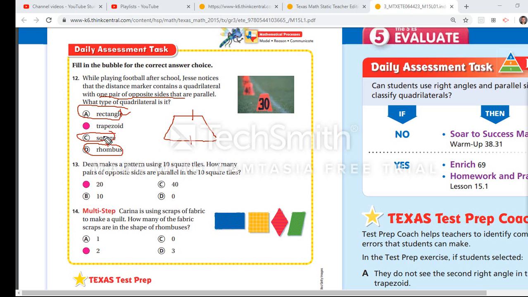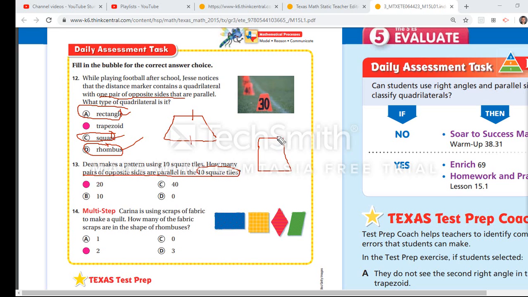So if you know how to classify these, that's how you are able to determine this one. And then you should already know what a trapezoid looks like and its characteristics. The next one: Dean makes a pattern using 10 square tiles. How many pairs of opposite sides are parallel in the 10 square tiles?